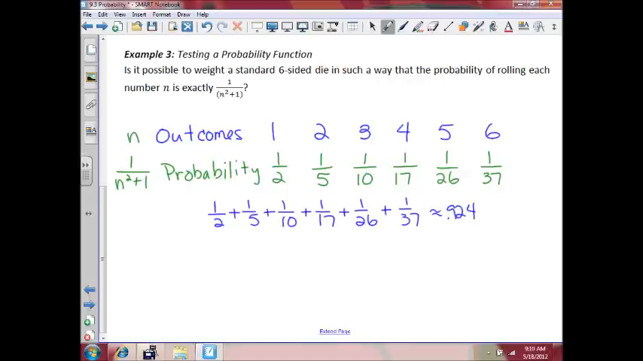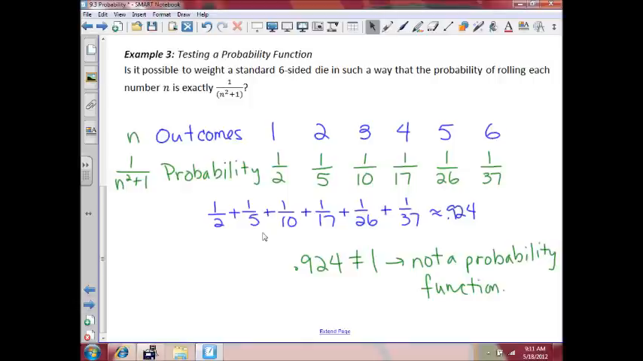About 0.924. In order to be a probability function, it needs to equal 1. So since this is not a probability, since the sum of those probabilities doesn't equal 1, this is not going to be a probability function.